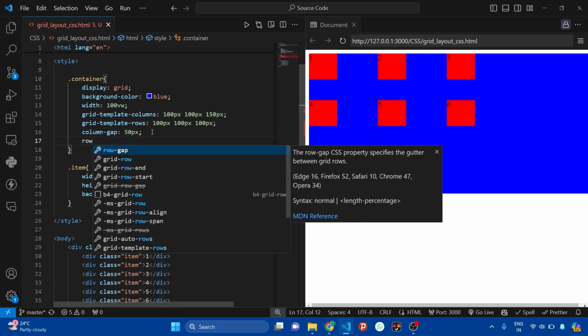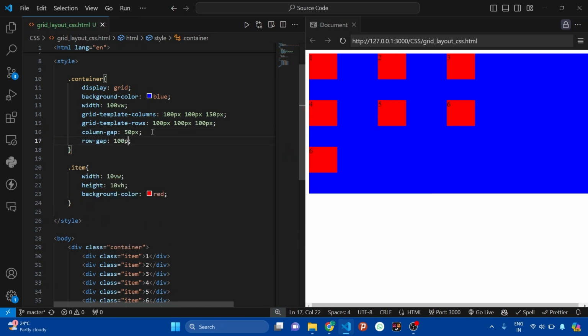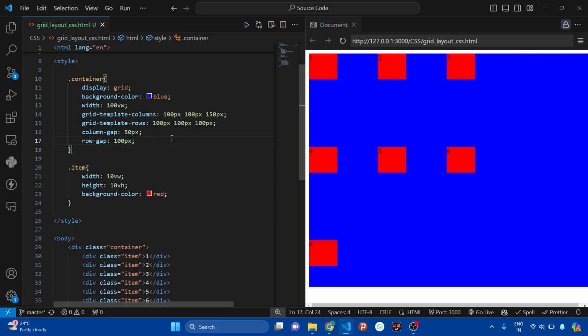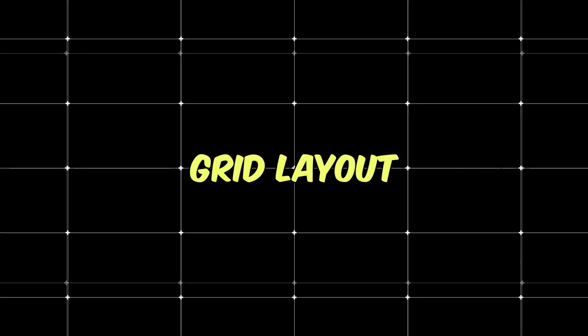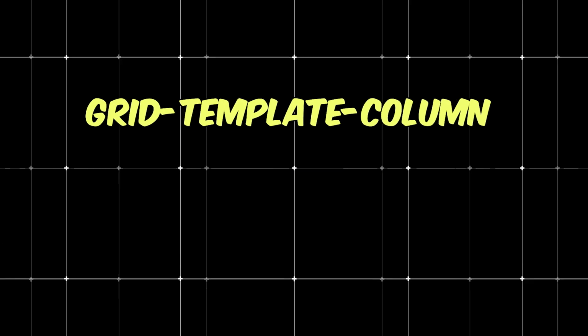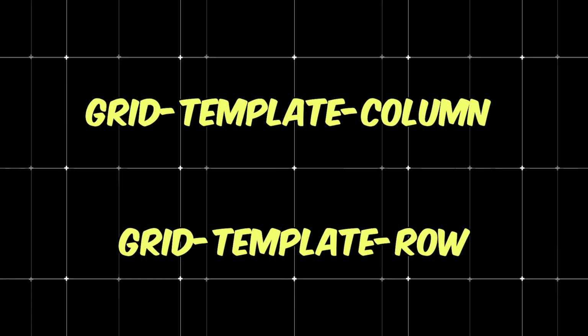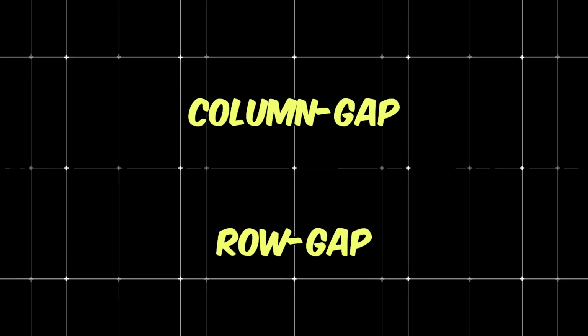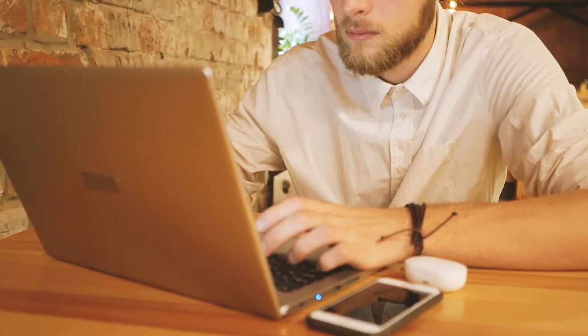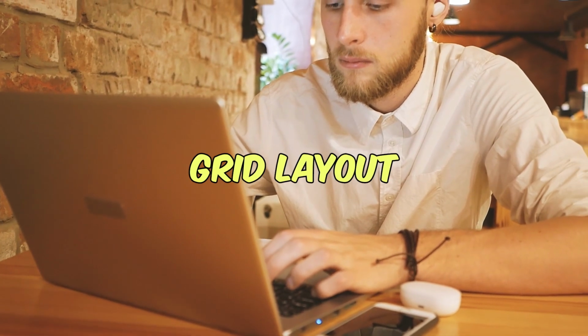And then the row gap of 100 pixel. So see here, we can also add the column gap and row gap separately. I have explained you properties like grid template columns, grid template rows, column gap, row gap, and etc. Now in today's video, we will explore some more properties of CSS grid layout.